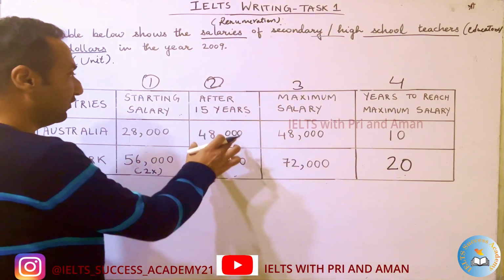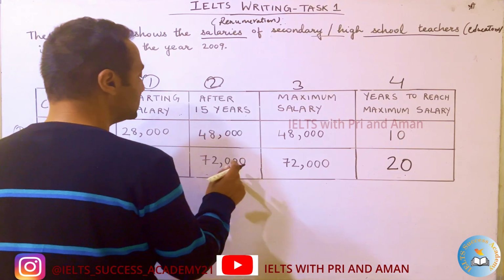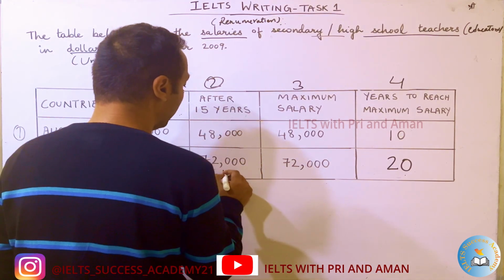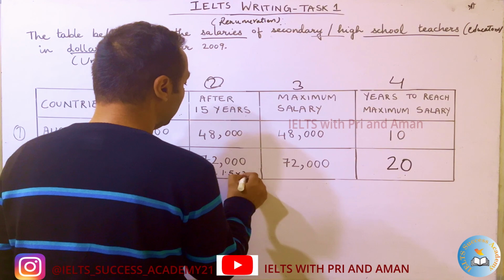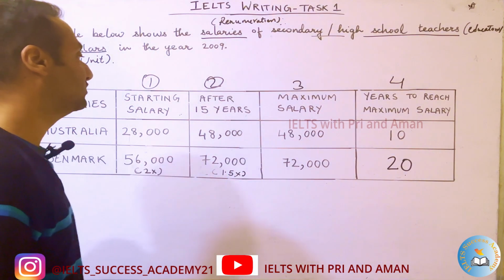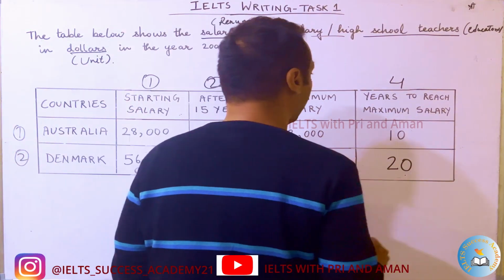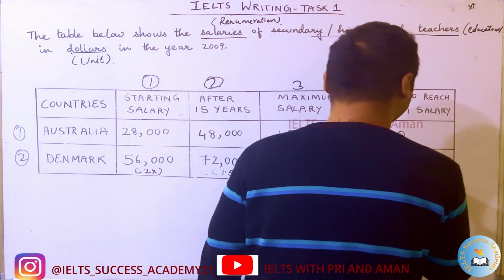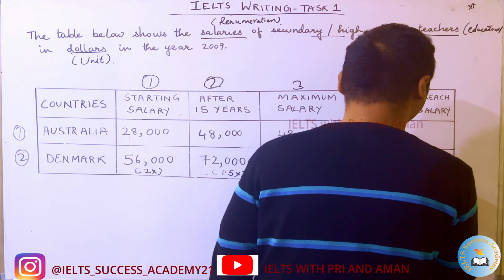In the second category, after 15 years, 72,000 is 1.5 times of 48,000. Same here, and 20 is double of 10.